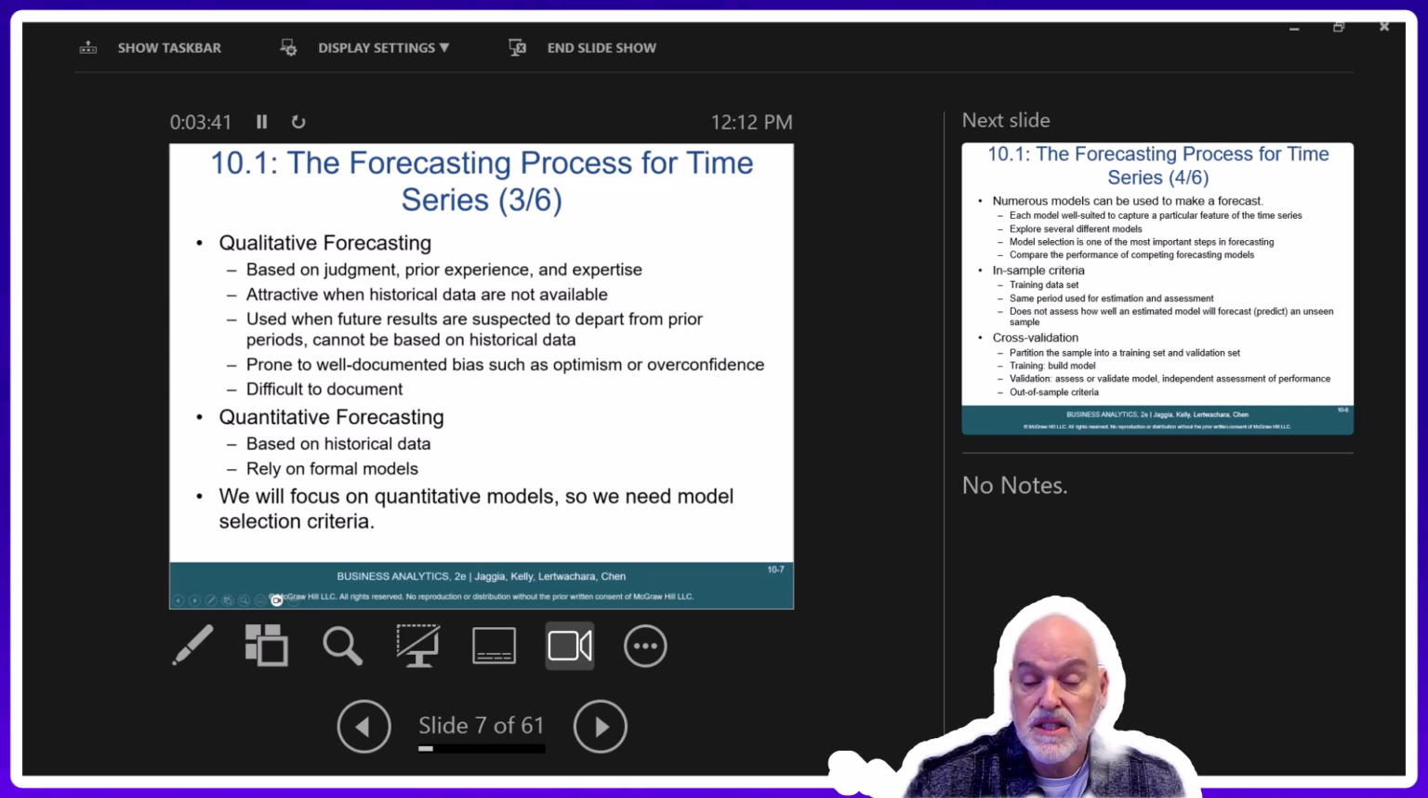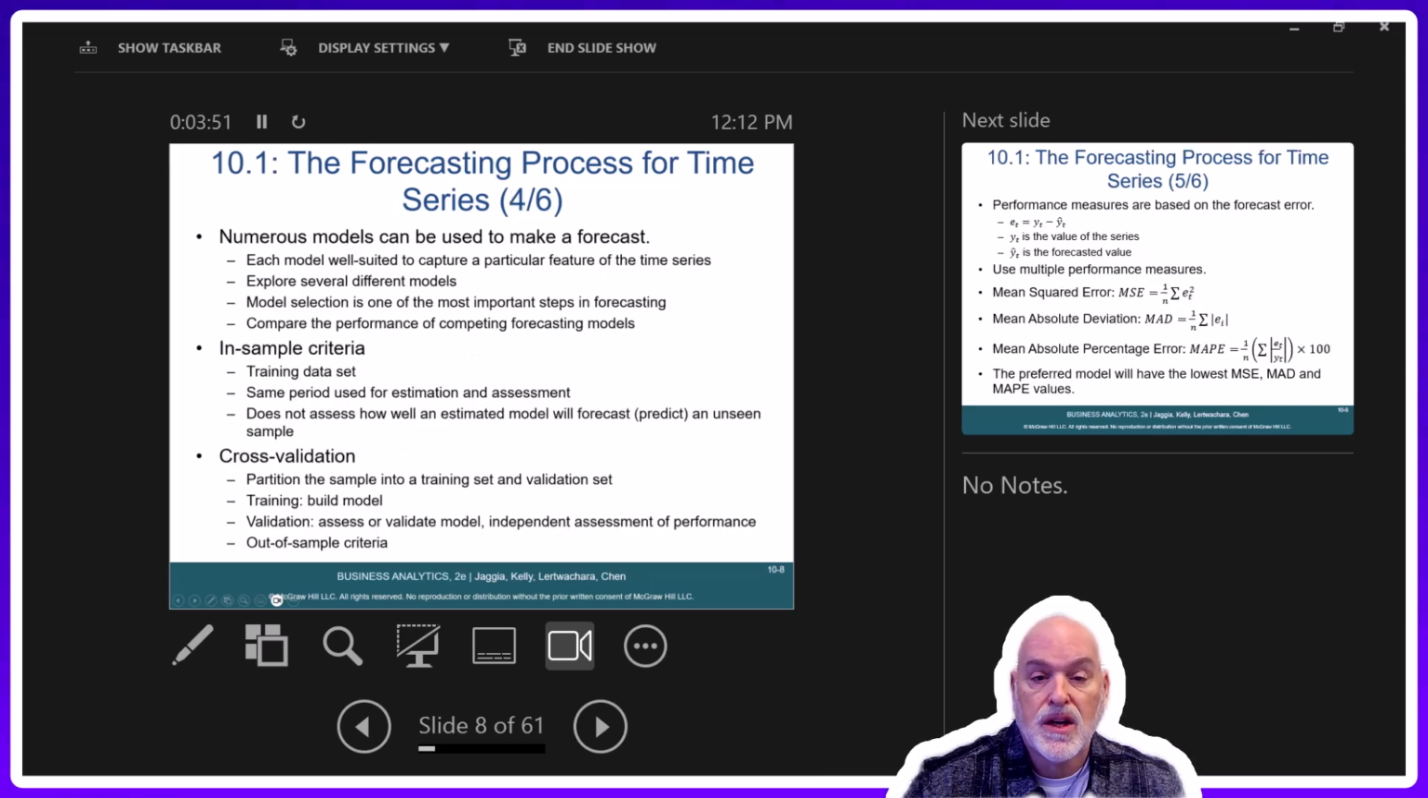Quantitative forecasting is based on historical data and relies on formal models. We will focus on quantitative models, so we need model selection criteria. Numerous models can be used to make a forecast, each well suited to capture a particular feature of the time series, so you explore several different models. Model selection is one of the most important steps in forecasting, and we compare the performance of competing forecasting models.